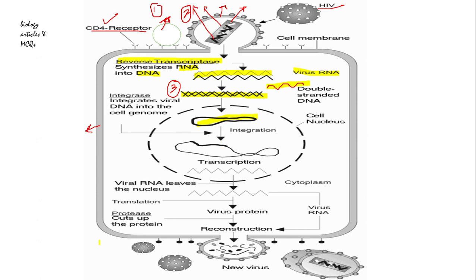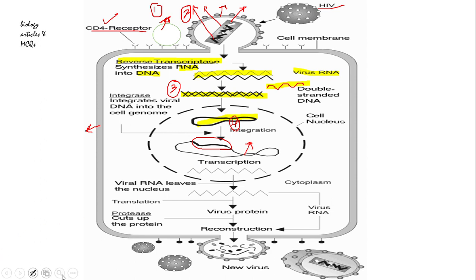And after entering the viral DNA inside the nucleus, the viral DNA will integrate or mix up with the DNA molecule of the white blood cell. So here this red part is shown as the viral DNA, and this remaining portion is the DNA of the white blood cell. So this is the fourth step, that is integration. Integration means the viral DNA is mixed up with the DNA of the specific white blood cell.